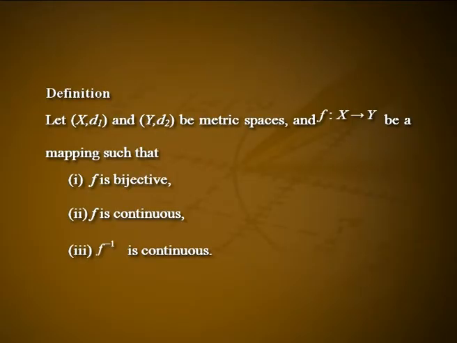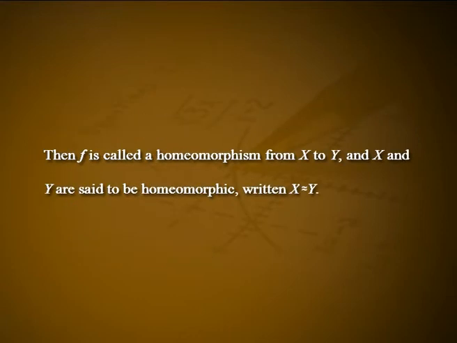We begin by making the definition of a homeomorphism precise. Definition: Let (X, d1) and (Y, d2) be metric spaces, and f from X to Y be a mapping such that, first, f is bijective; second, f is continuous; and third, f inverse is continuous. Then f is called a homeomorphism from X to Y, and X and Y are said to be homeomorphic, written as X is homeomorphic to Y.